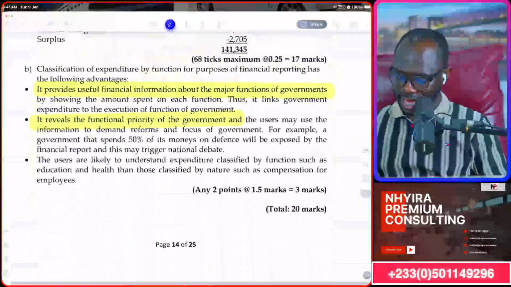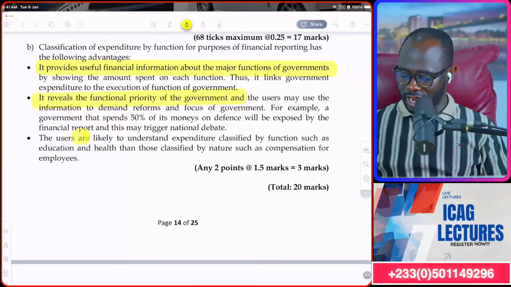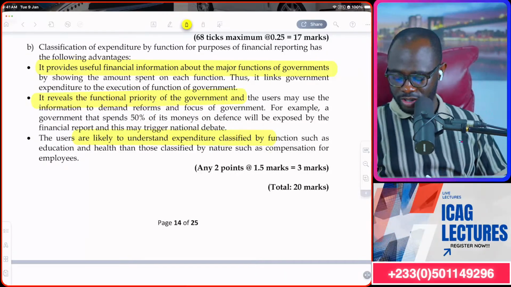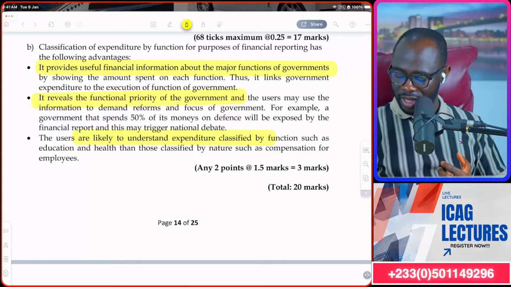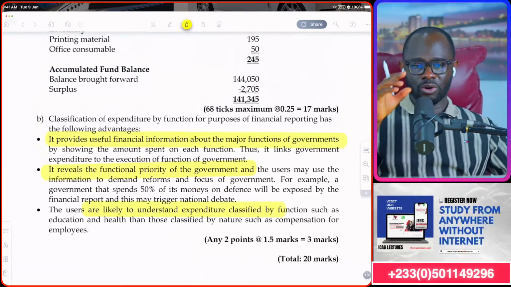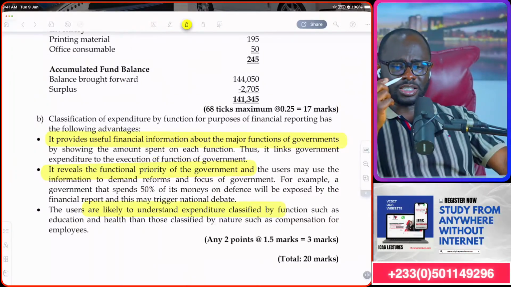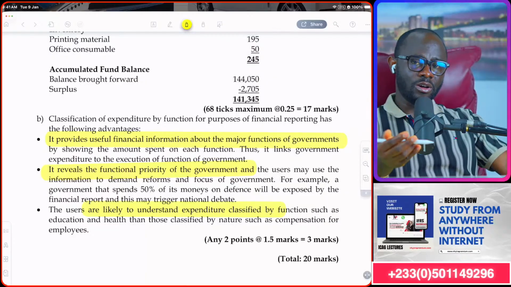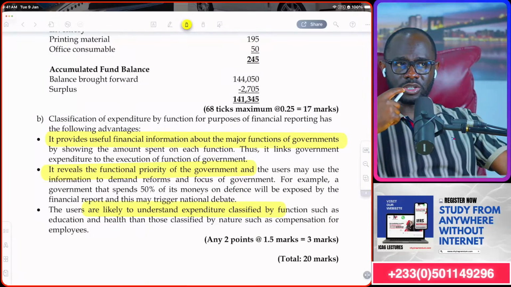Then certainly the last point will be the users are likely to understand expenditure classified by function, such as education and health, than other classified by nature, such as compensation for employees. So if there is a better classification according to the major functions of government, there will be a better understanding in respect of the expenditure.